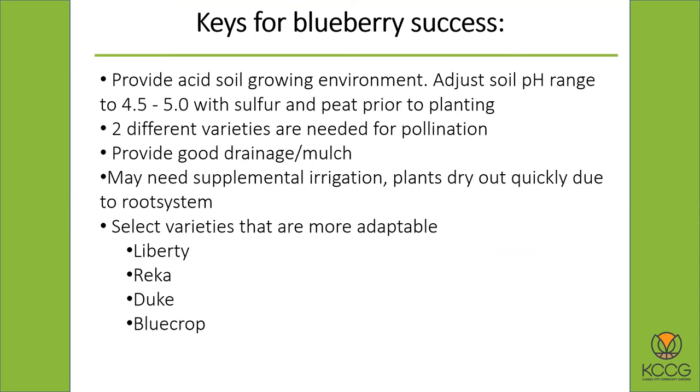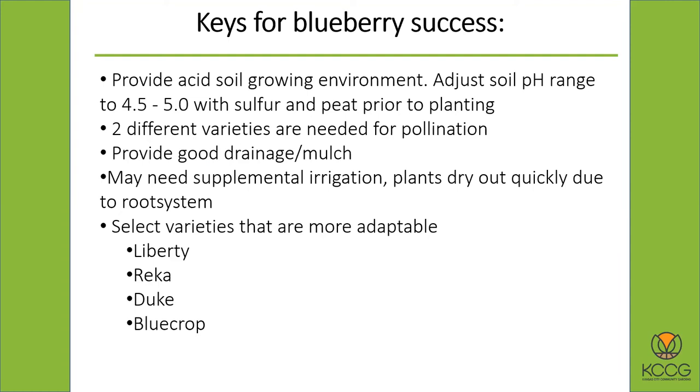So the thing about blueberries is they need a soil pH of 4.5 to 5 or 5.5. Our soil around here is a 7 to 7.5. In some cases, we have soils that are actually as low as 6 or 6.5, but it's fairly rare to find those types of soils around here.